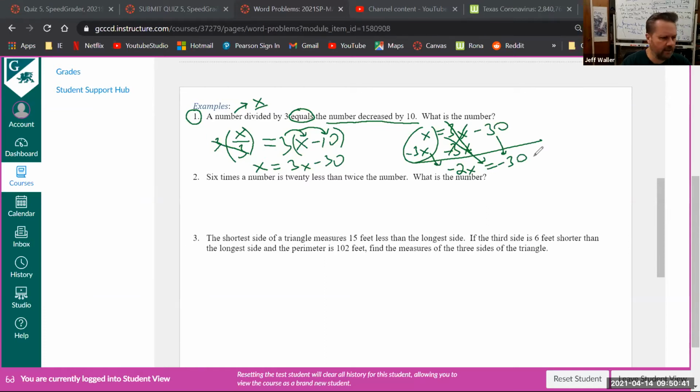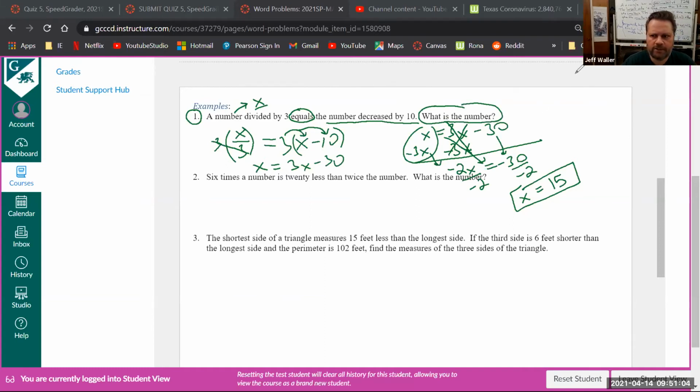And what's the last thing I do? Divided by minus 2. Divided by negative 2. So I get x equals 15. And now in this case, why am I done? Why can I circle that and just keep going? Because that's all I wanted to know, is what's the number.